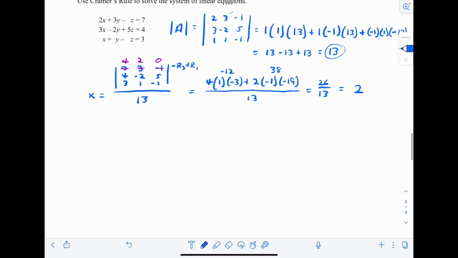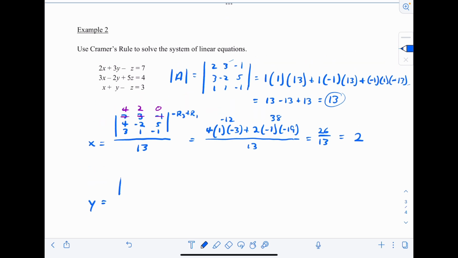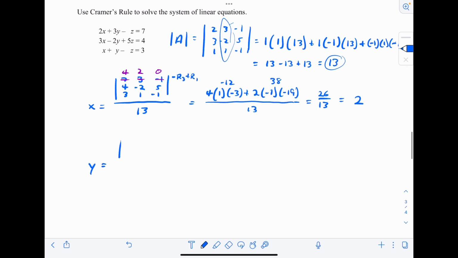And now we're going to do the same thing for y and z. I'm actually going to walk through both of these in detail just like I did with that one. So y. Now I'm looking at the second column. I'm replacing that second column up here with the 7, 4, 3. So I'm going to write 2, 3, 1, 7, 4, 3, negative 1, 5, negative 1. And again, all over the determinant of A.